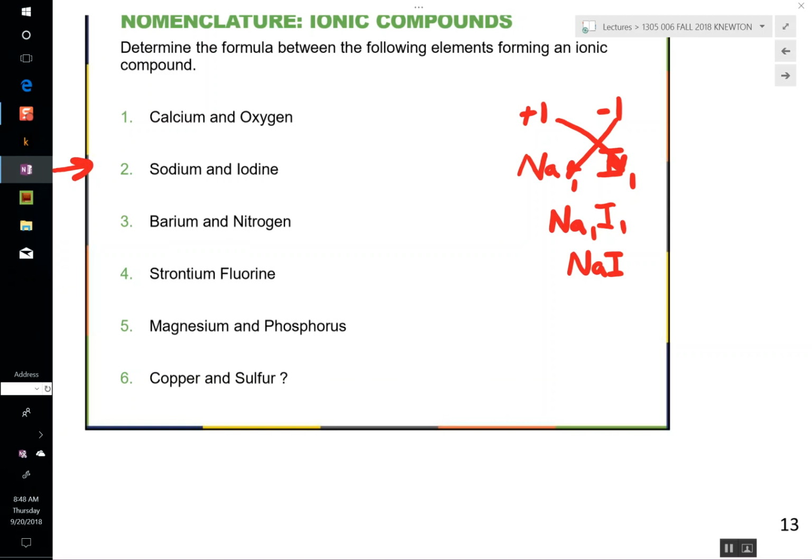Okay, now I want you to notice one other thing here, and I did say this last Tuesday, that this formula is neutral. There's no net charge in this compound. The positive charge cancels the negative charge. So if I were to add these up, they add up to 0. Plus 1 minus 1 equals 0.